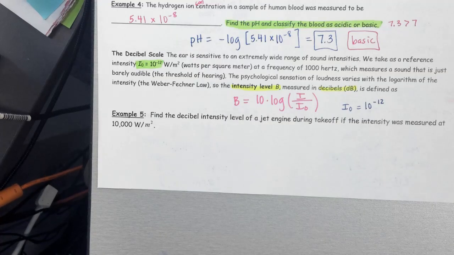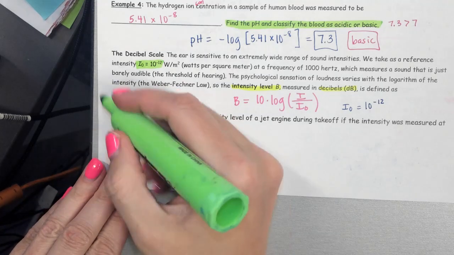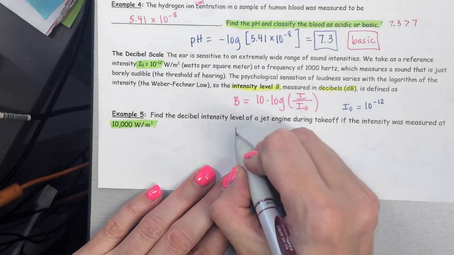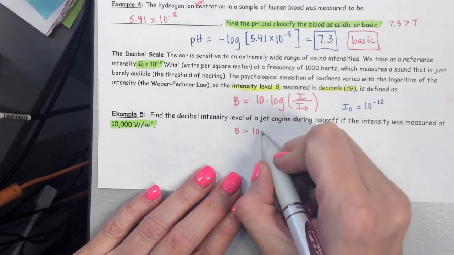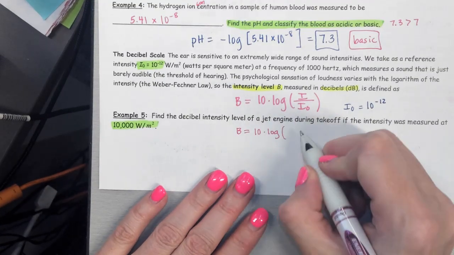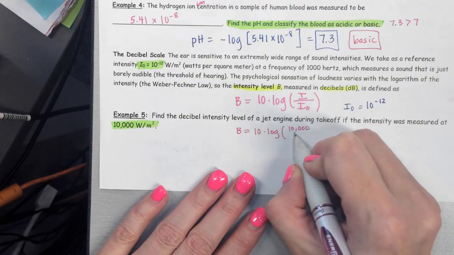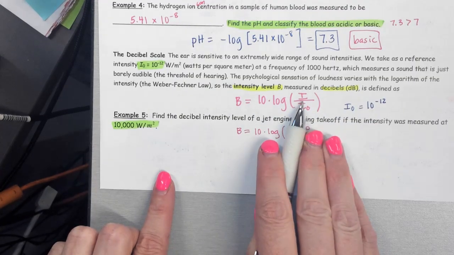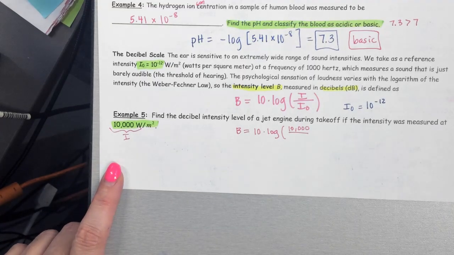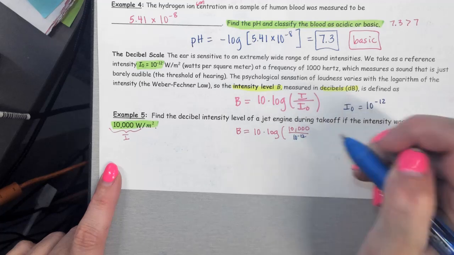In example 5, we're finding the intensity level of a jet engine during takeoff if the intensity was measured at 10,000 watts per meter squared. Okay, so if we're doing that without a calculator, we're going to rewrite these with the same base of the log. Remember, if you don't see the base of the log, what is it? It's 10. So we have 10,000 as our intensity. This is our I value. Our I sub 0 is 10 to the negative 12.